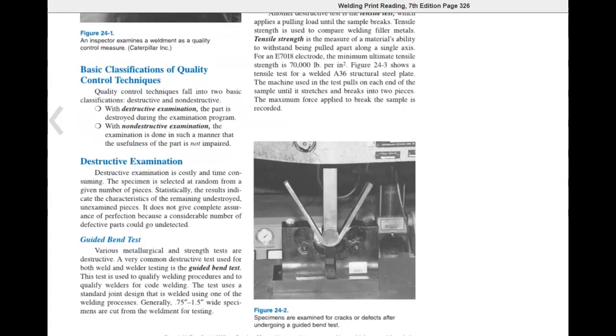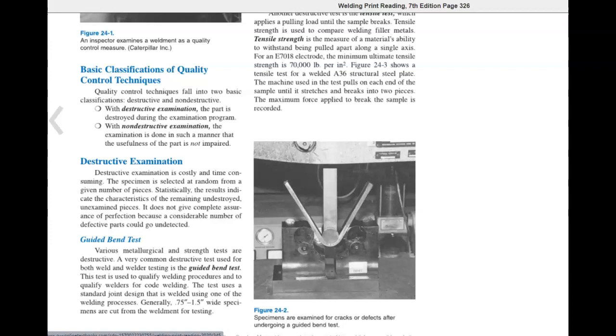Basic classifications of quality control techniques. Quality control techniques fall into two basic classifications, destructive and non-destructive. With destructive examination, the part is destroyed during the examination program. With non-destructive examination, the examination is done in such a manner that the usefulness of the part is not impaired.